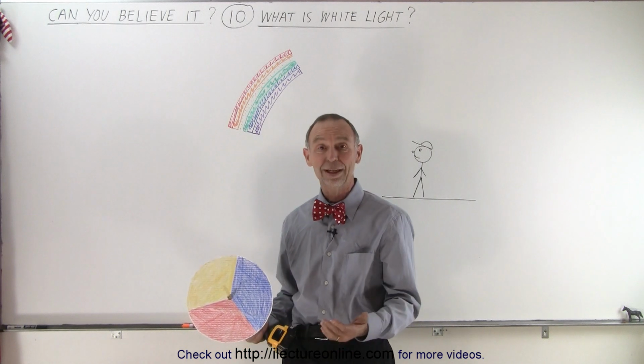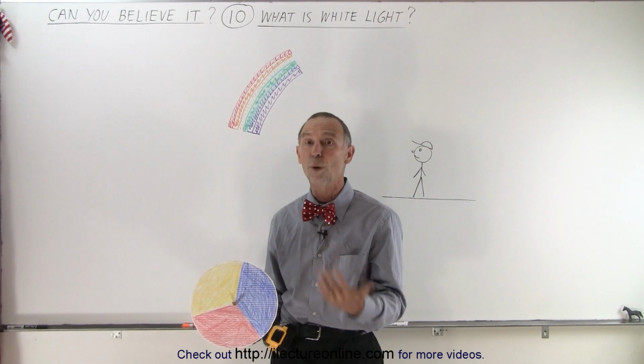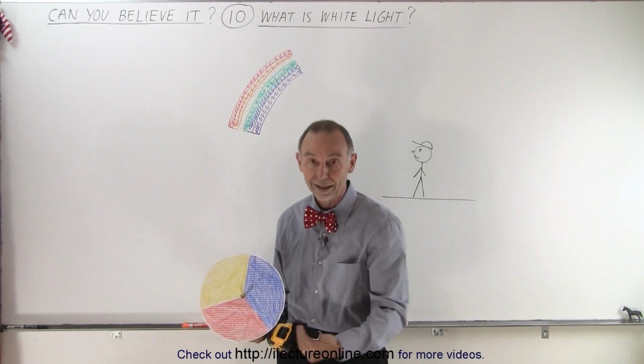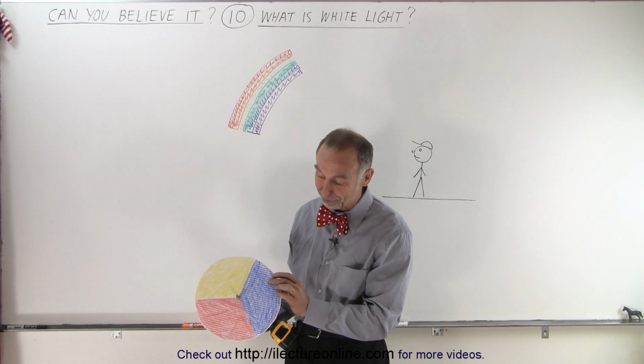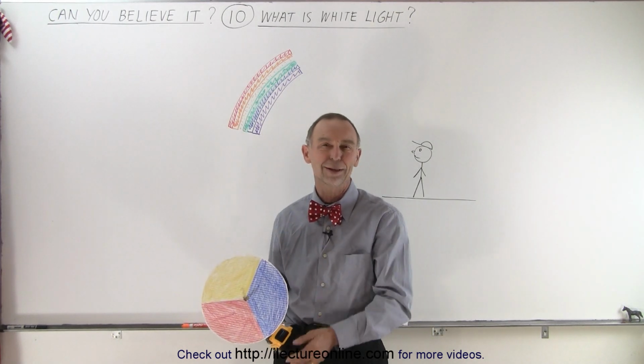So white light is simply a combination of seeing all the colors at the same time, and they will appear white to us combined, but individually they have their separate colors. So that is what white light is. It's simply all the colors combined forming white light.